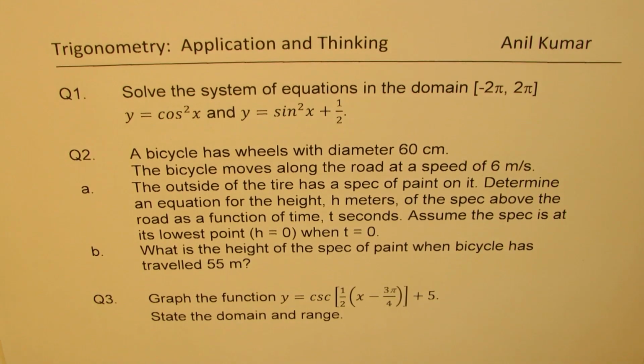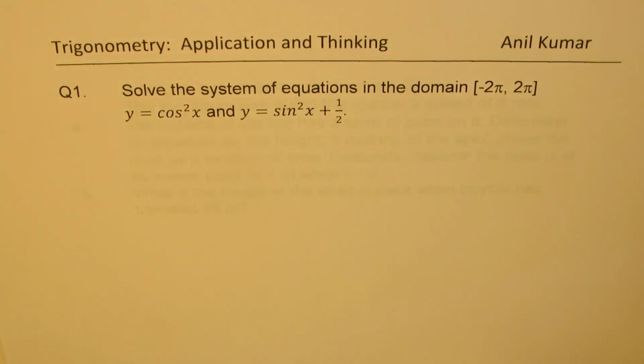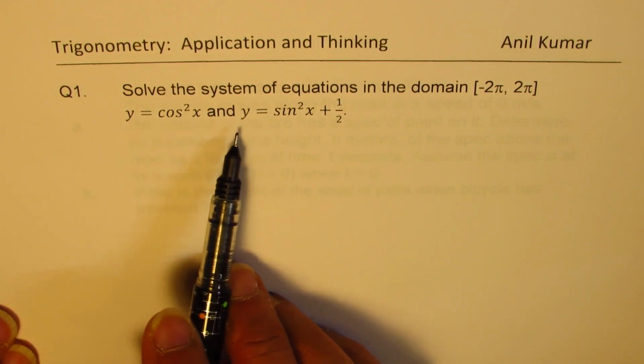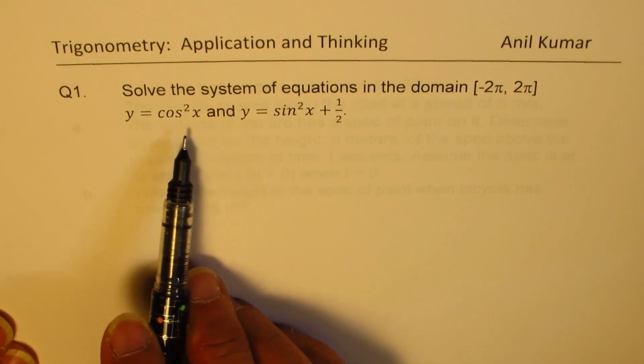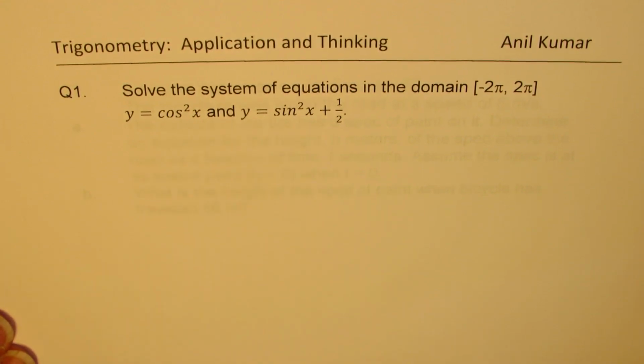So let's begin with the solution of the very first question, where we are going to solve a simultaneous trigonometric equation. The equation here is: solve the system of equations in the domain minus 2 pi to 2 pi, where y equals cos square x and y equals sine square x plus half. We'll do it algebraically. You can actually sketch the graph and also find the solution, right?